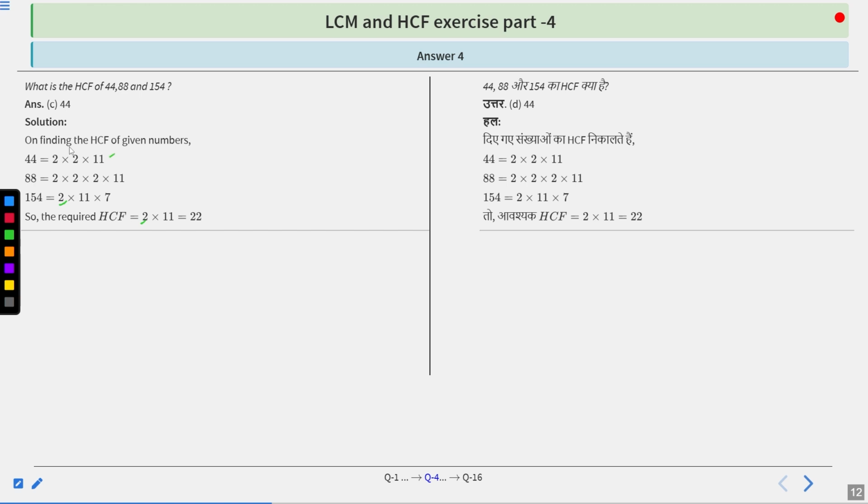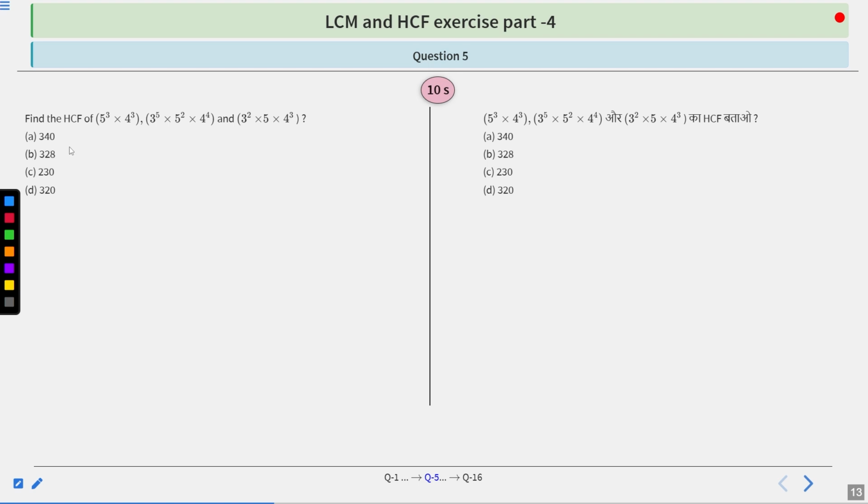Apart from that, 11 is present here also, and 154 also has 11 as a factor, and the least power is 1. So 2 into 11, that is 22, is the number which is the HCF of 44, 88 and 154. HCF is the highest number which can divide 44, 88 and 154. So option number C is the correct answer.